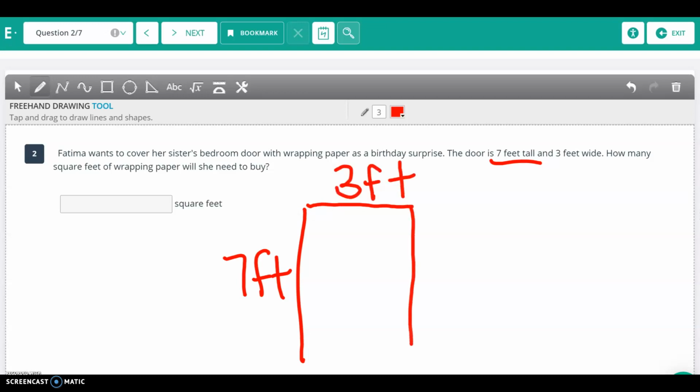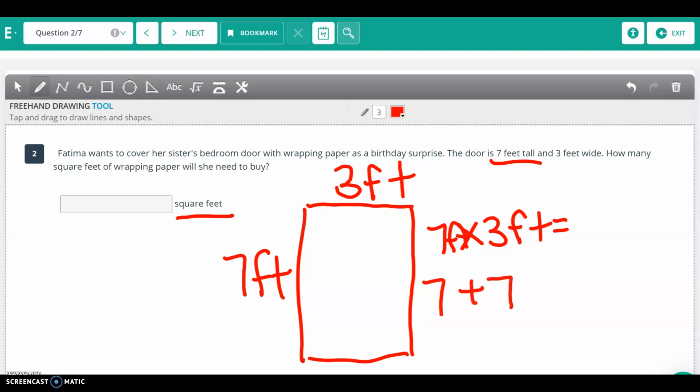Now I know to find the area, I multiply the length times the width. 7 times 3, 7 feet times 3 feet. And it already gives us our square feet right here. We just have to figure out what 7 times 3 is. I'm going to use the strategy of repeated addition to find the answer. 7 plus 7 plus 7. I'm going to give you a second to catch up and write all of that out. Pause the video if you need to.